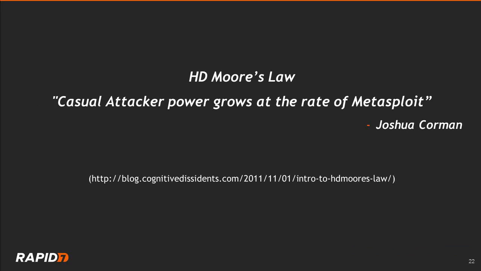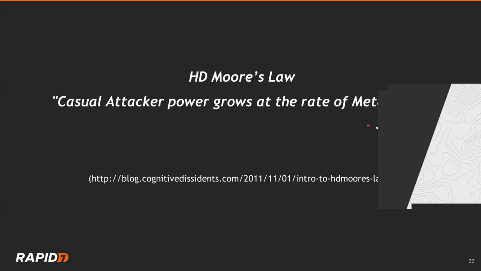So H.D. Moore's law is the casual attacker power grows at the rate of Metasploit, which is to say that this tool that we develop enables people on both sides of the fence, the good guys and the bad guys, to basically casually do attacking at the level of growth of the tool. And that being the case, if you're familiar with the tool and you're familiar with what the white hats are, you're on even footing and even ground with the bad guys, which is a lot better than waking up one day to find your business completely infected with all sorts of bots owned by guys in Germany. And I think with that, I'll hand it back to Bill.